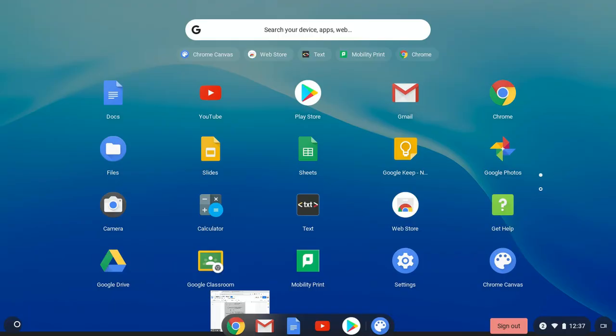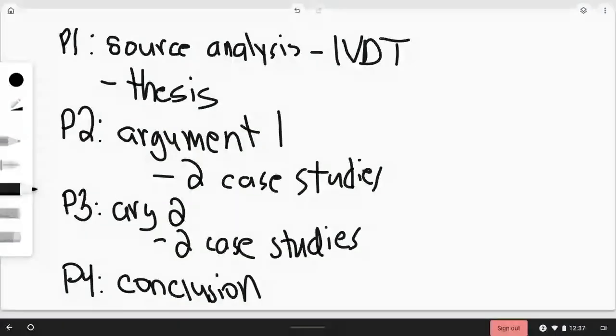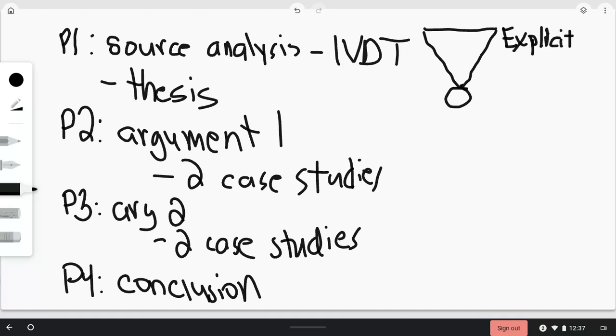So to recap, paragraph 1 is your source analysis. So this is our upside down triangle. In here, we use IVDT. Now, what is I? I is interpret. So we begin with explicit. My apologies if this seems messy, but your explicit information is short. After explicit comes implicit. Implicit is the message. And here is where we see the V for values.